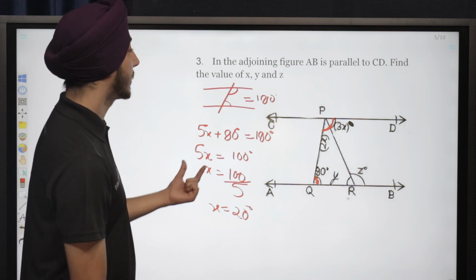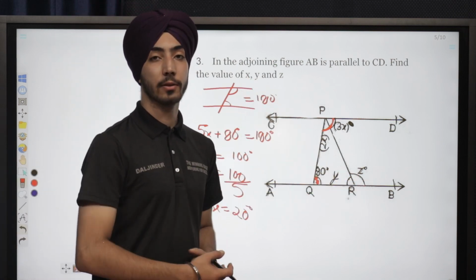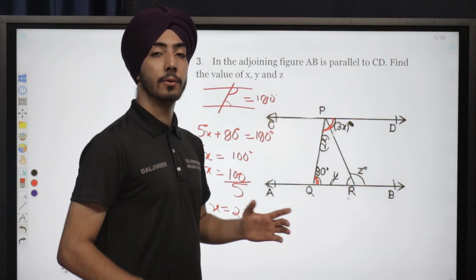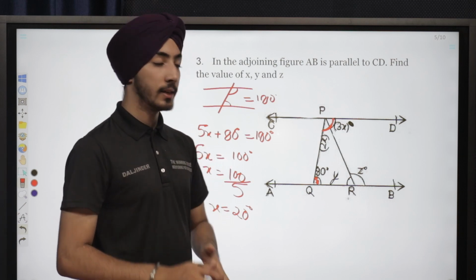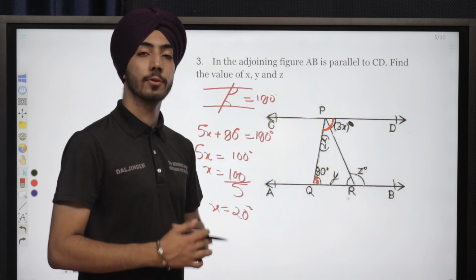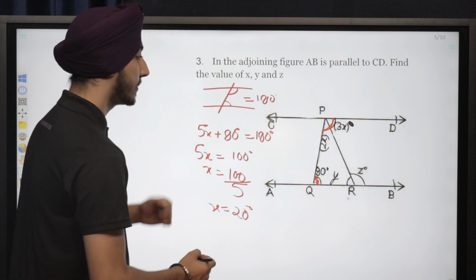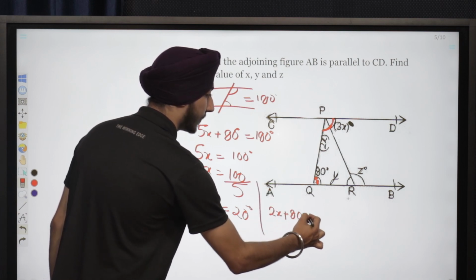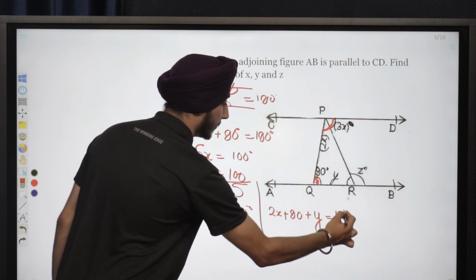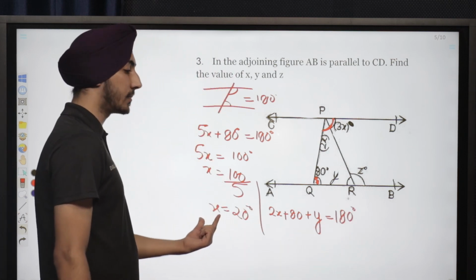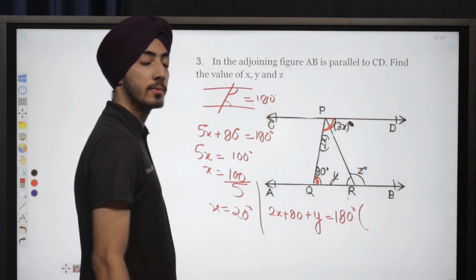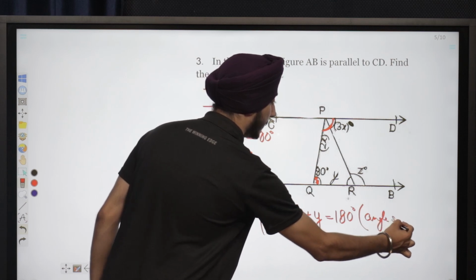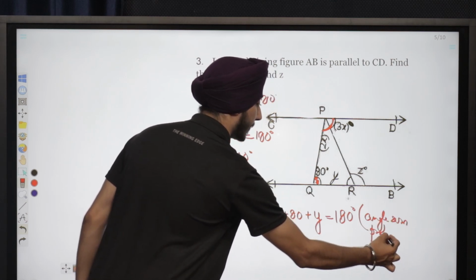Okay? Now what do we need to find out? We need to find out the value of Y, and then we need to find out the value of Z. So you see this is a triangle PQR. We know that the sum of angles of a triangle is 180 degrees. That is, if I add 2x plus 80 plus y, it should give me 180 degrees, right? So we write down the same statement here. 2x plus 80 plus y should be equal to 180 degrees, right? Angle sum property. And then in the bracket you have to write down the angle sum property because the reasoning carries the marks. Here we'll write down angle sum property. It's very important, okay?